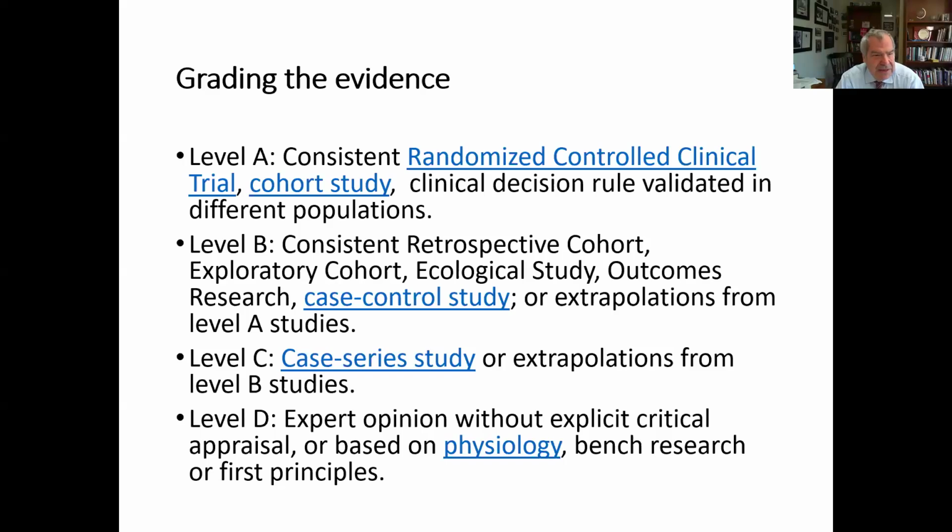As we've indicated previously with the pyramid, level A evidence is basically consistent randomized controlled trials or cohort studies, where you validate the clinical decision rule in different types of populations. If we go to level B, it's consistent retrospective cohort studies, exploratory cohorts, sometimes ecological studies, and outcomes research. You see this in case control studies, as well as extrapolations from studies that were done with level A evidence.